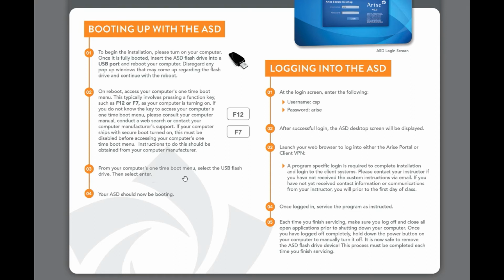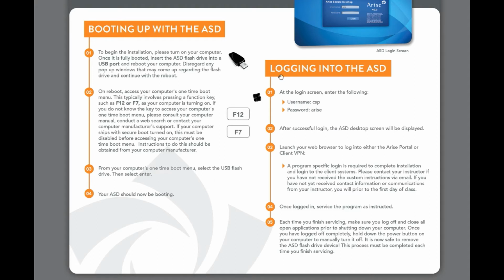From your computer's one-time boot menu, select the USB flash drive, then press Enter. Your ASD should now be booting. When you click the USB flash drive in the boot menu, your entire screen is going to change, and then it will show your ASD booting up. So we've gone over booting up with the ASD. If you're not sure what to do, read over steps 1, 2, and 3 one more time, guys.